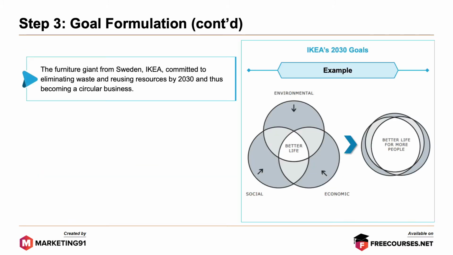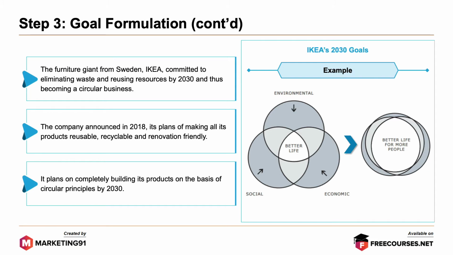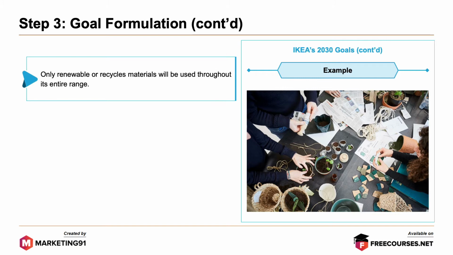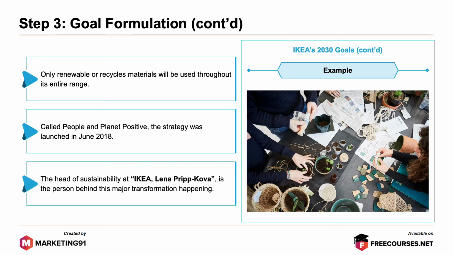Let's look at an example, in this case IKEA's 2030 goals. The furniture giant from Sweden, IKEA, committed to eliminating waste and reusing resources by 2030 and thus becoming a circular business. The company announced in 2018 its plan of making all its products reusable, recyclable, and renovation friendly. It plans on completely building its products on the basis of circular principles by 2030. Only renewable or recycled materials will be used through its entire range. Moving forward, called People and Planet Positive, the strategy was launched in June 2018. The head of sustainability at IKEA, Lena Pripko, is the person behind this major transformation happening.